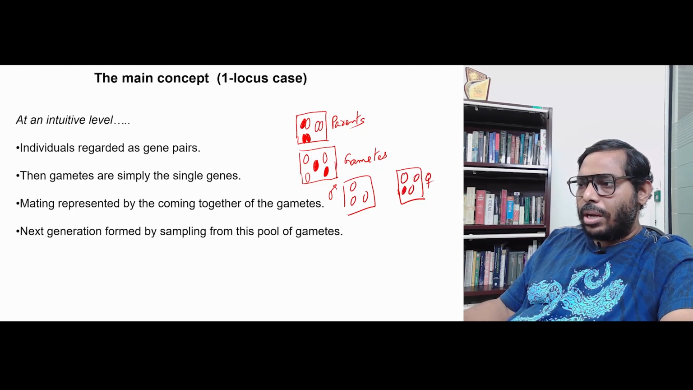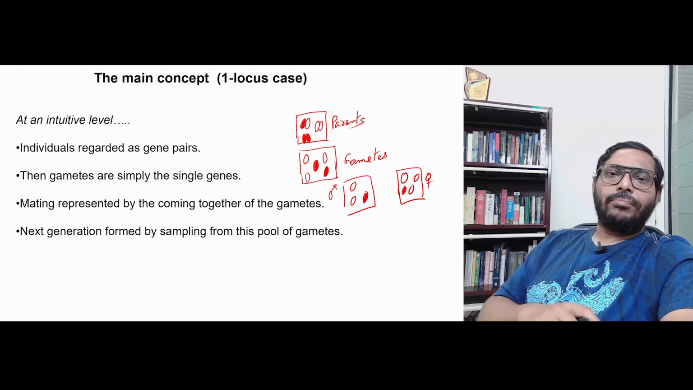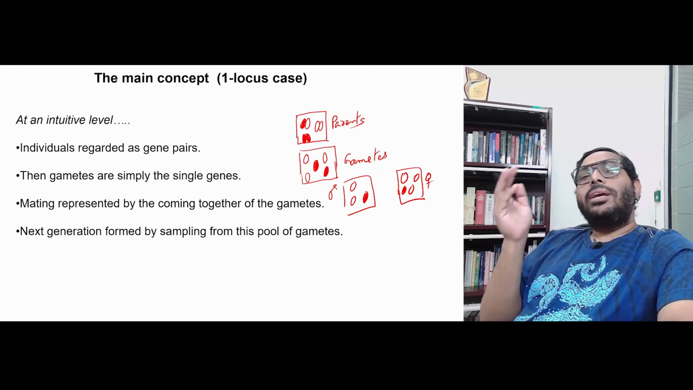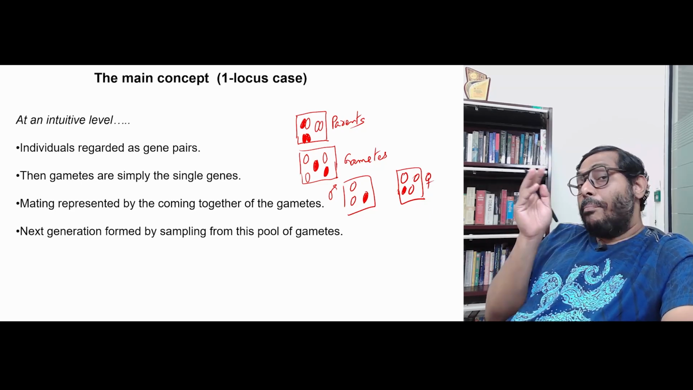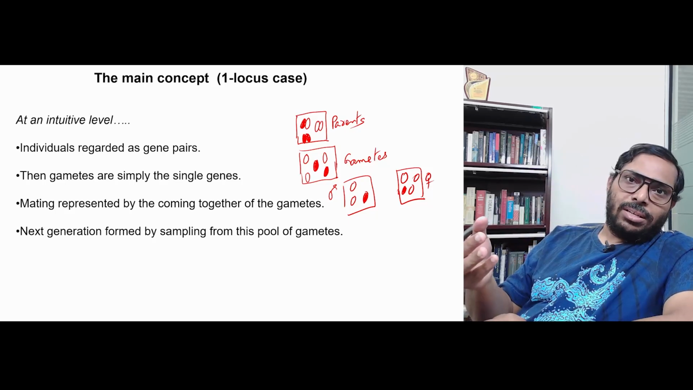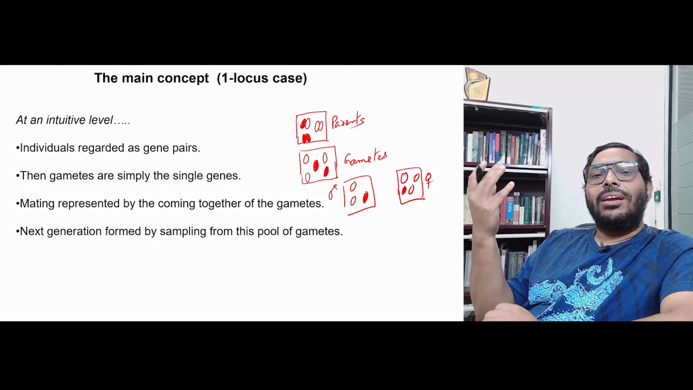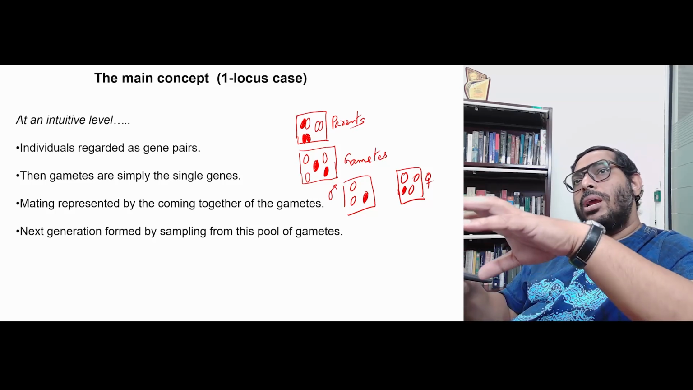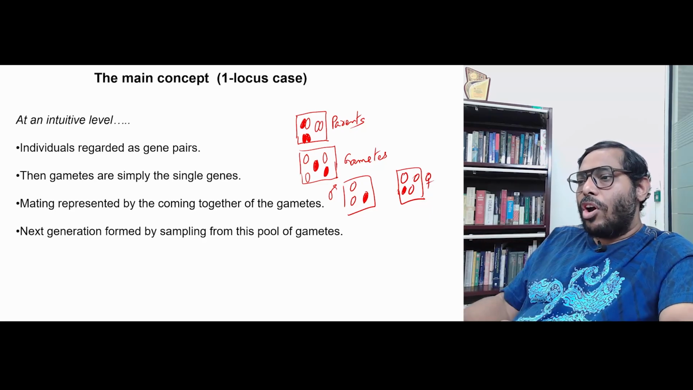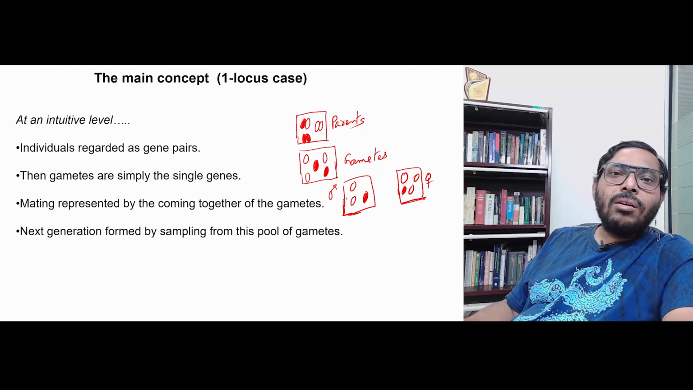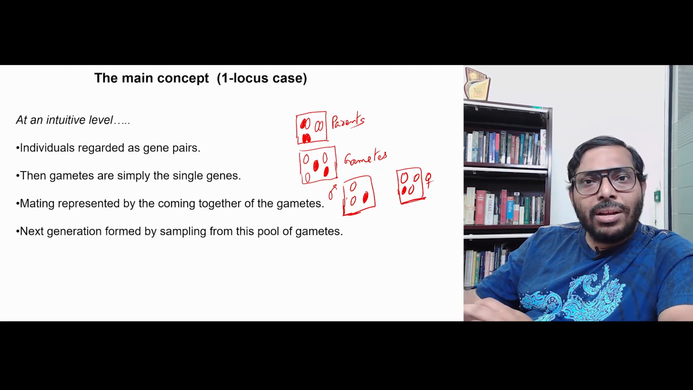Some of these will be dark like this. Now, at the level of the biology, mating is happening. But at the level of this particular locus, how do you conceptualize mating? At the level of this particular locus, mating is simply taking one gamete from the male pool, which is this one, and uniting it with one gamete from the female pool.